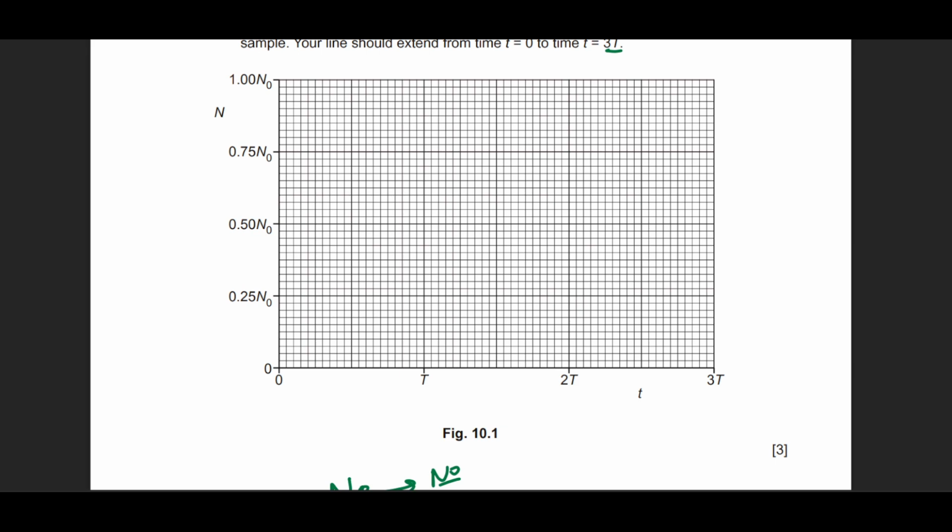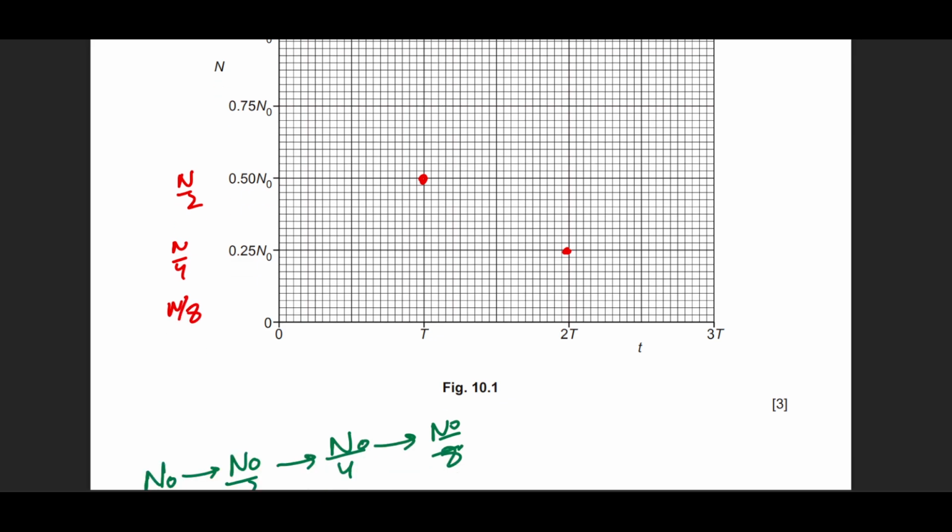The first time it starts from N naught. The second time it goes to N by 2. This is actually N by 2. At 2T, this would have been N by 4. And at 3T, this would come down to even N by 8. Now please calculate this 1 by 8. This will be 0.125, I guess.